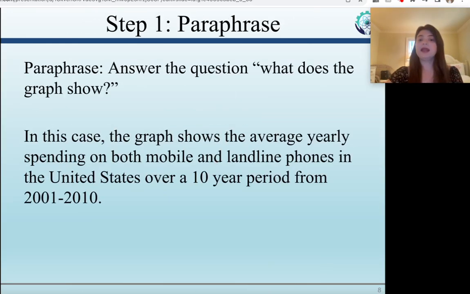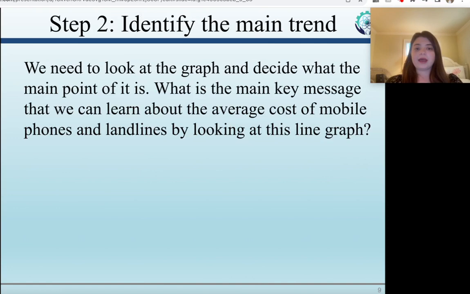Okay, but anyway, we paraphrased it. We talked about what this graph shows. We answered that question. We said that it shows the average yearly spending on both mobile and landline phones in the United States over a 10-year period from 2001 to 2010. Okay, next we need to identify the main trend.